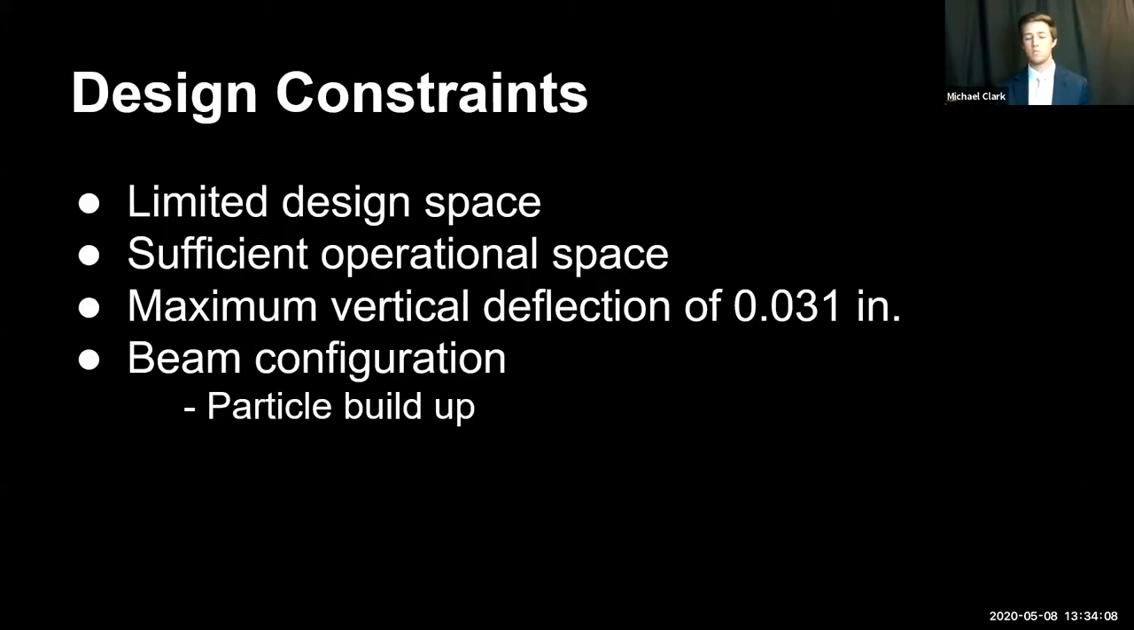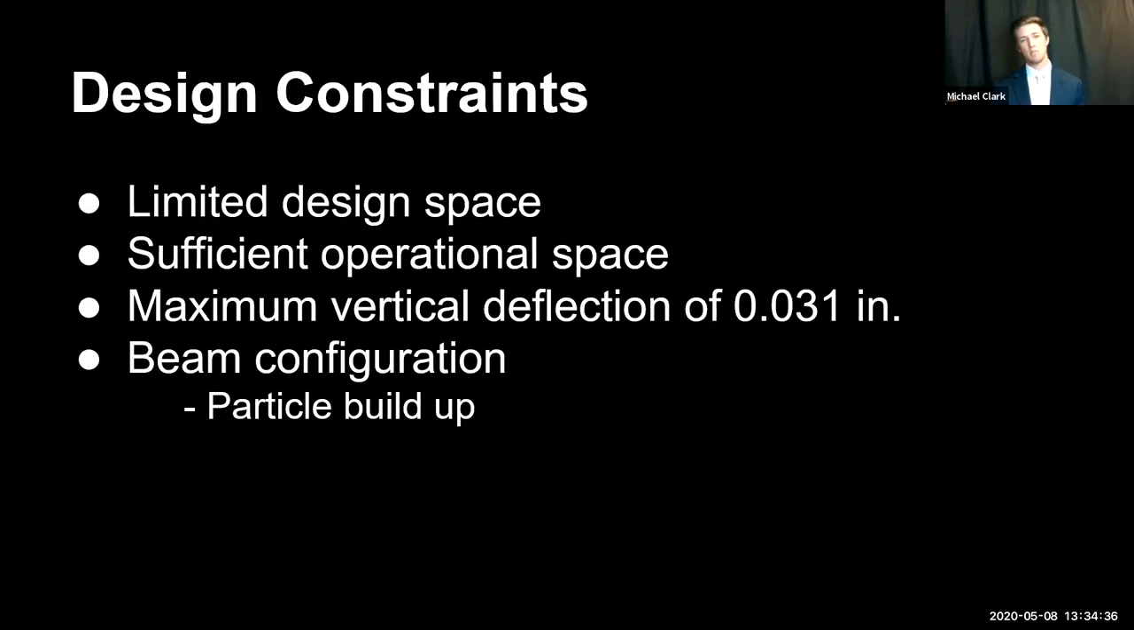So next we'll move into some design constraints, which are, again, the parameters that we had to work within. We had limited design space, because as I mentioned earlier, this was their smallest mixing building. So we have to design it in a way that the workers can still move about their normal operations without this platform being in the way. We also had to make the platform big enough so that the workers have sufficient operational space on top of the platform when they're moving around the Sweco machine before the mixing process starts.